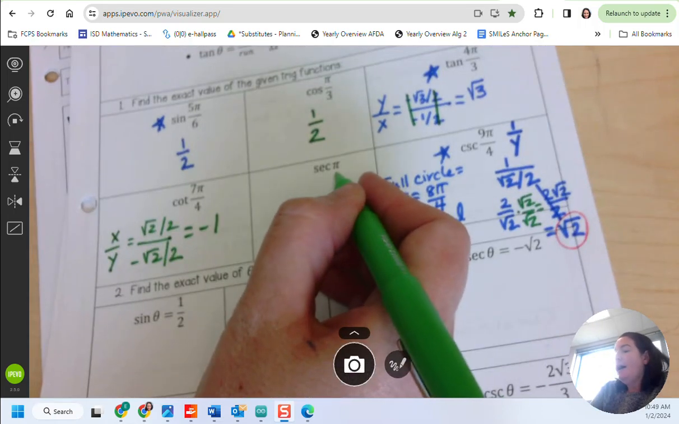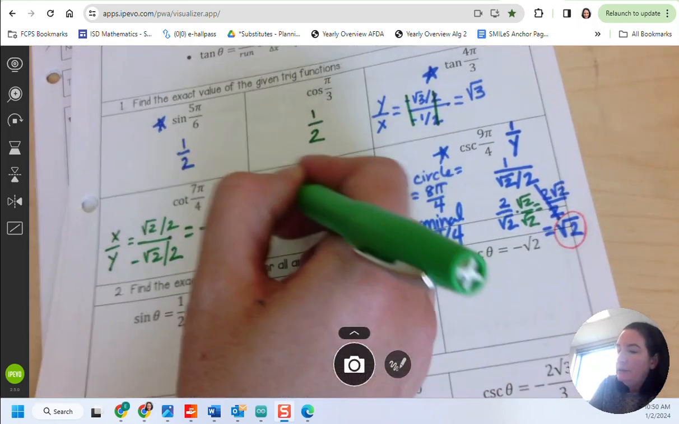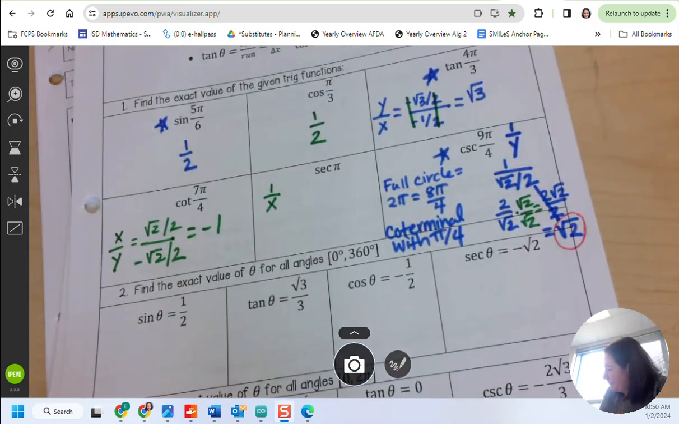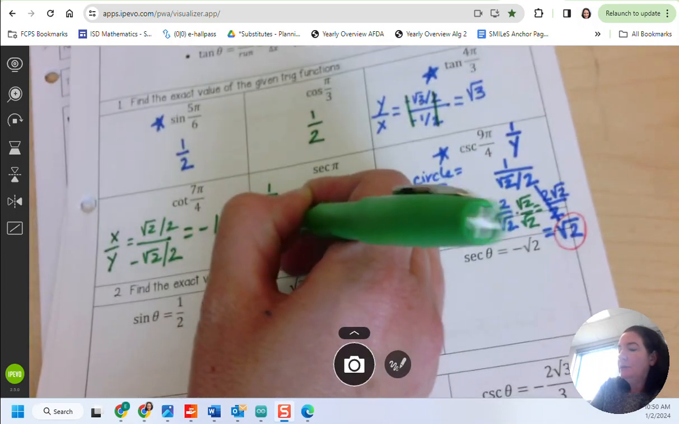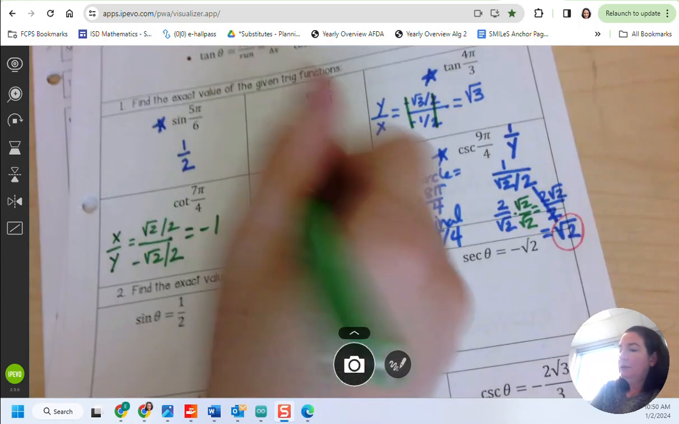Secant of pi. So we're going to find pi on our unit circle, and then secant is 1 over x, right? The cosine? Okay. And then the x is negative 1. So you guys got 1 over negative 1, which is what? Am I wrong? No? Okay.